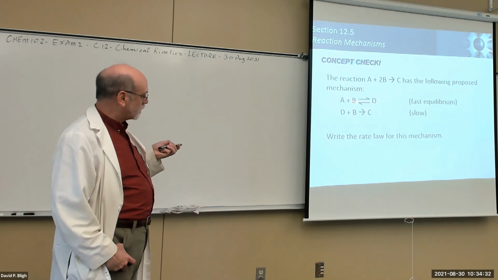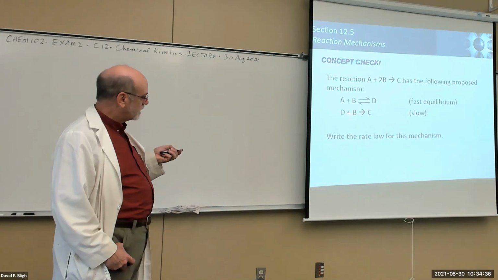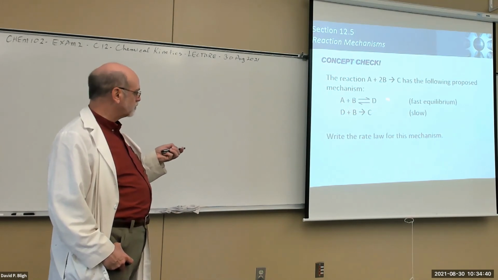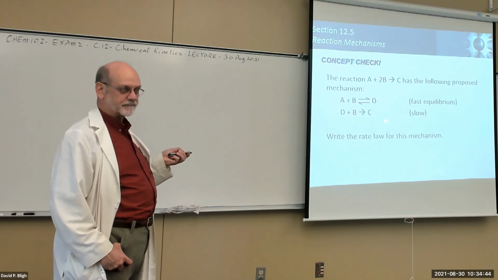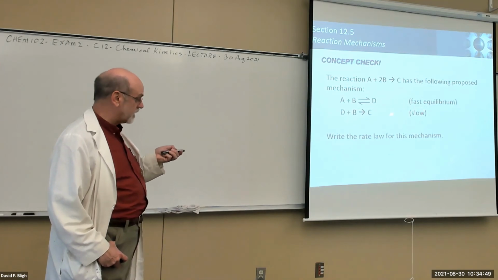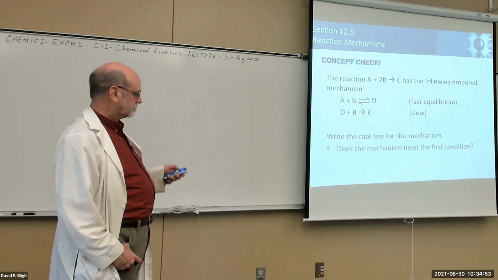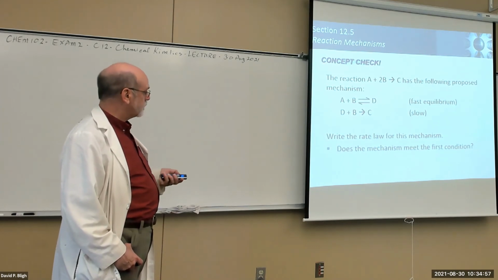So the only way that this one can proceed is if D is used up. So as D is formed, it's used up in this one, but this one occurs slow. So this goes backwards and forwards, and occasionally one of these D's enters the slow step. And eventually, at this rate, not at that rate, but at this rate, determines the overall. Does it meet the first condition?